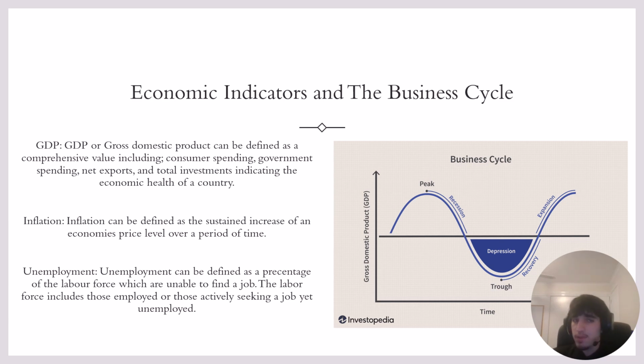GDP is the indicator most directly linked to the business cycle. The business cycle consists of two axes, the x-axis representing time and the y-axis representing GDP. Consequently, the business cycle is analyzed based on the growth of GDP over time.